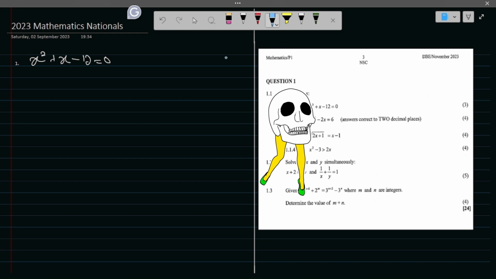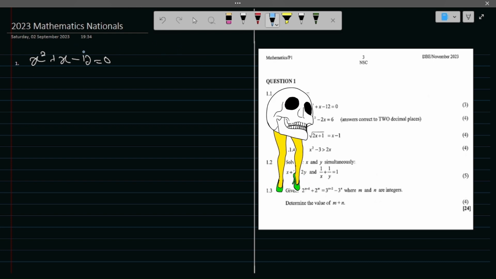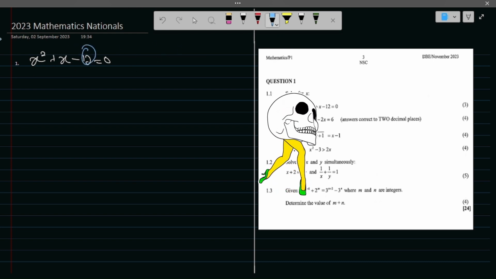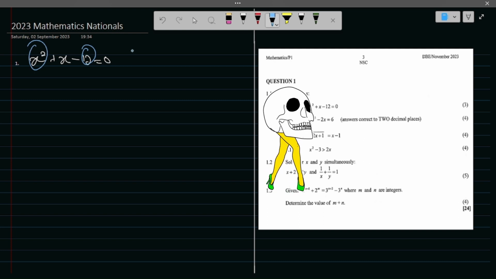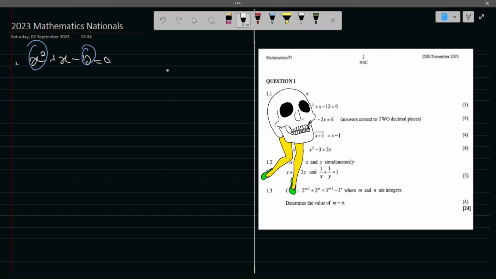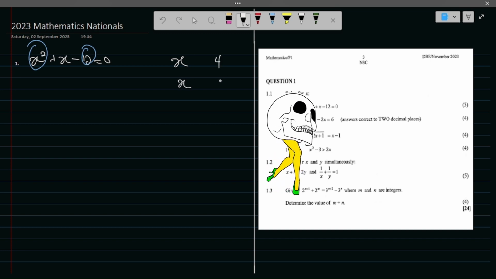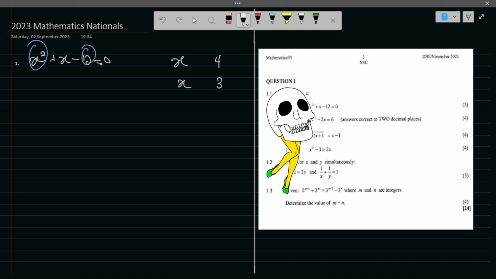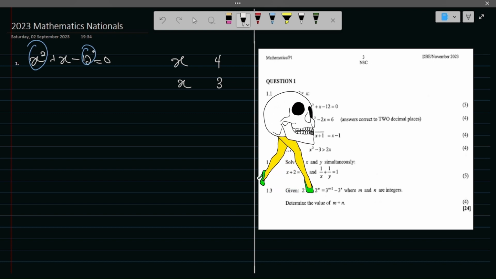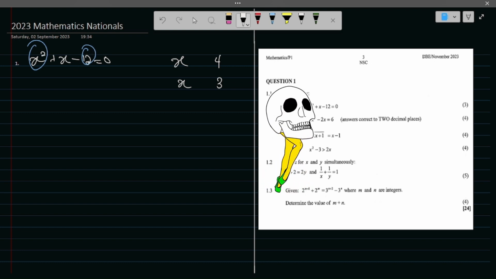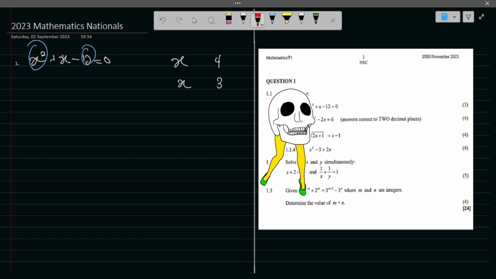The method that I usually use when I factorize is that I look at the constant, and I look at the coefficient of x squared. If you factorize this, it will go like x and then 4 and 3. When you look at the constant, focus on multiples of the constant that, when you multiply them together, give you back the constant, and when you subtract them, give you the middle value of x.